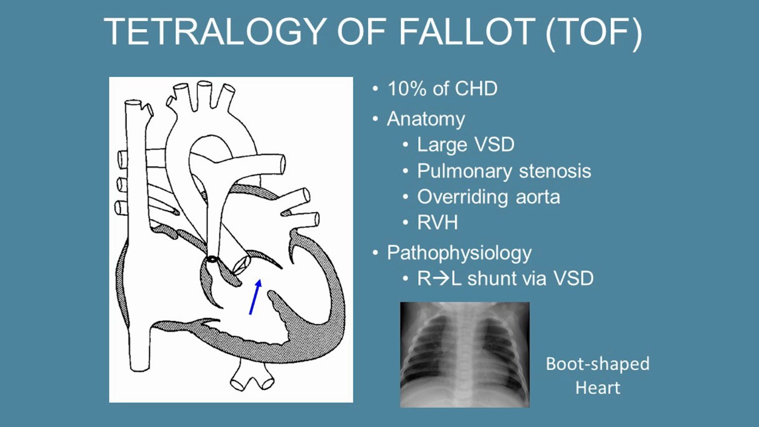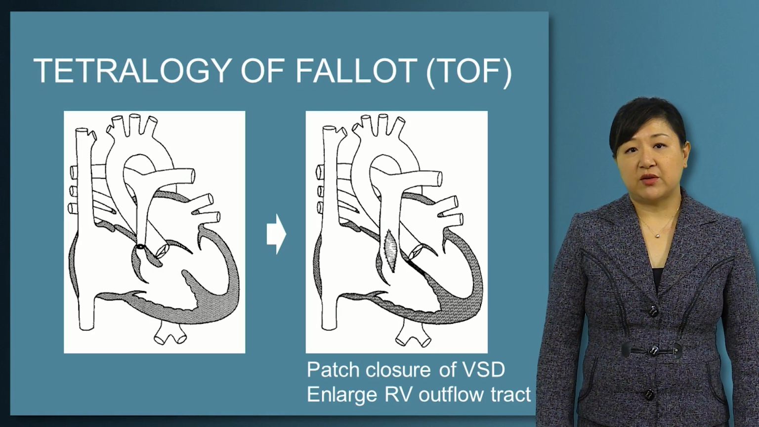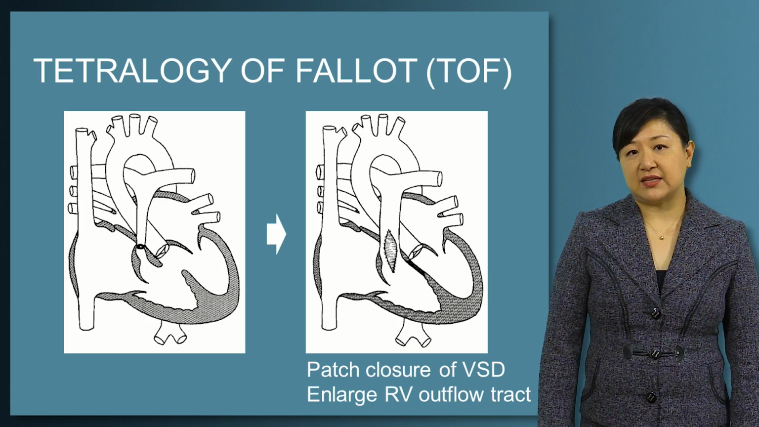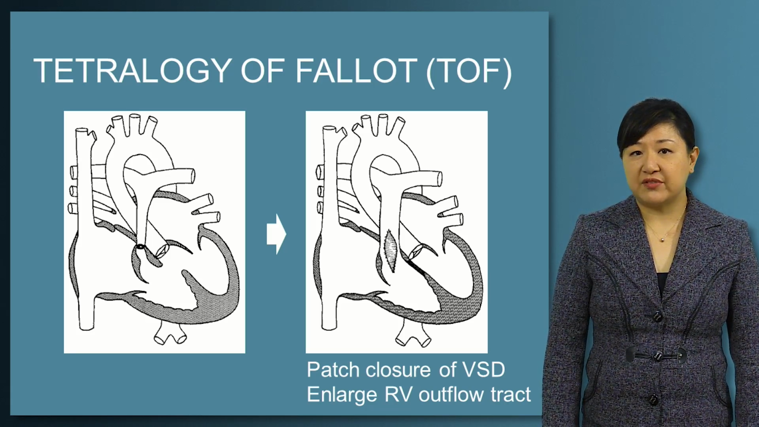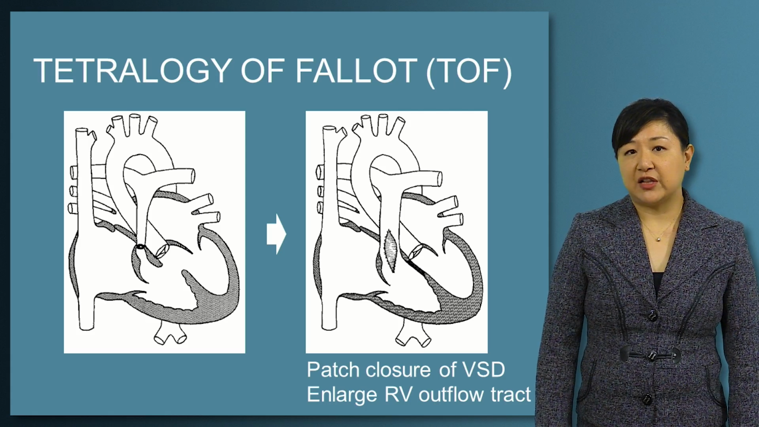The clinical findings in tetralogy of Fallot are a large systolic ejection murmur at the left upper sternal border caused by pulmonary stenosis, and variable oxygen saturations depending on the degree of pulmonary stenosis. The ECG will show right axis deviation and right ventricular hypertrophy. The chest X-ray may show a boot-shaped heart due to an upturned apex caused by right ventricular hypertrophy and a small main pulmonary artery. Management consists of relieving the obstruction and closing the VSD. So here we have closed the VSD with a patch and enlarged the right ventricular outflow tract.